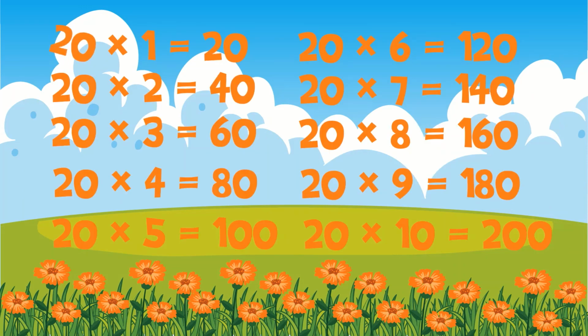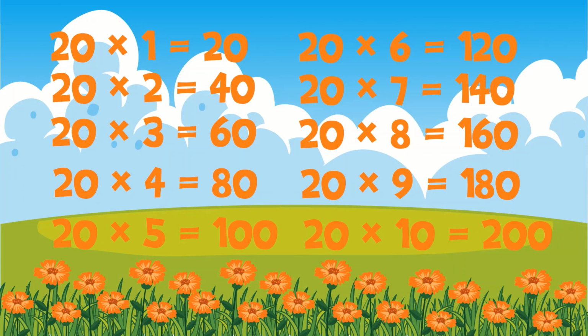Twenty ones are 20. Twenty twos are 40. Twenty threes are 60. Twenty fours are 80. Twenty fives are 100.